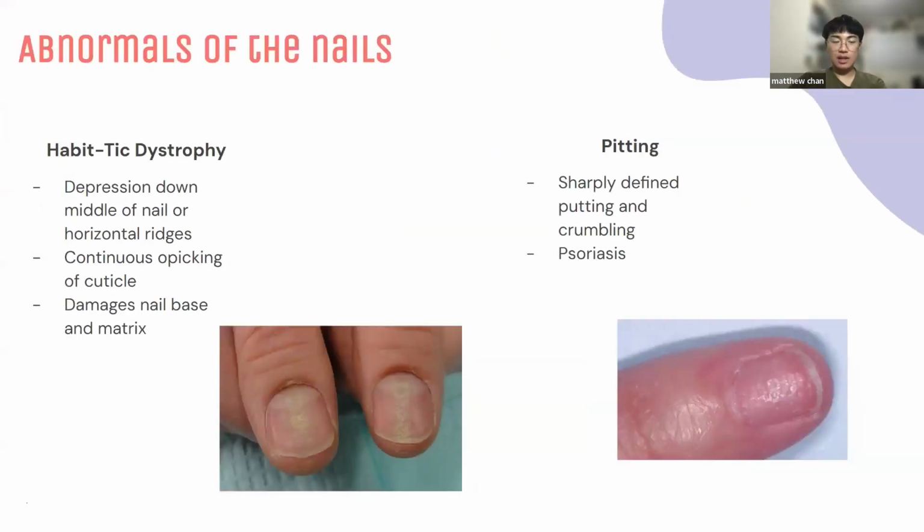And then habit tic dystrophy is when you have depressions or horizontal ridges down the middle of your nails, and this is because of continuous picking of the cuticle, which damages the nail base and the matrix. And this could be done consciously or unconsciously at the proximal nail fold, but if you stop, it should usually resolve itself. And then you can have pitting from psoriasis because it's an autoimmune condition. So you're losing the nail cells, which is why you can get little pitting divots in it.